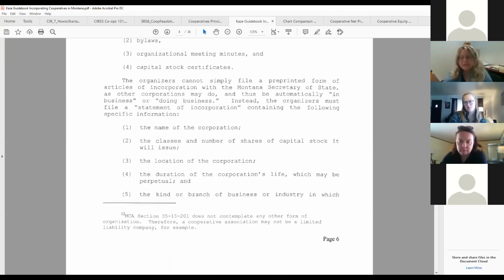Page number 6 talks about that statement of intent. And I'm right there. What do you have to put in there? The name of the corporation. So you have to come up with a name that you're going to be sticking with.